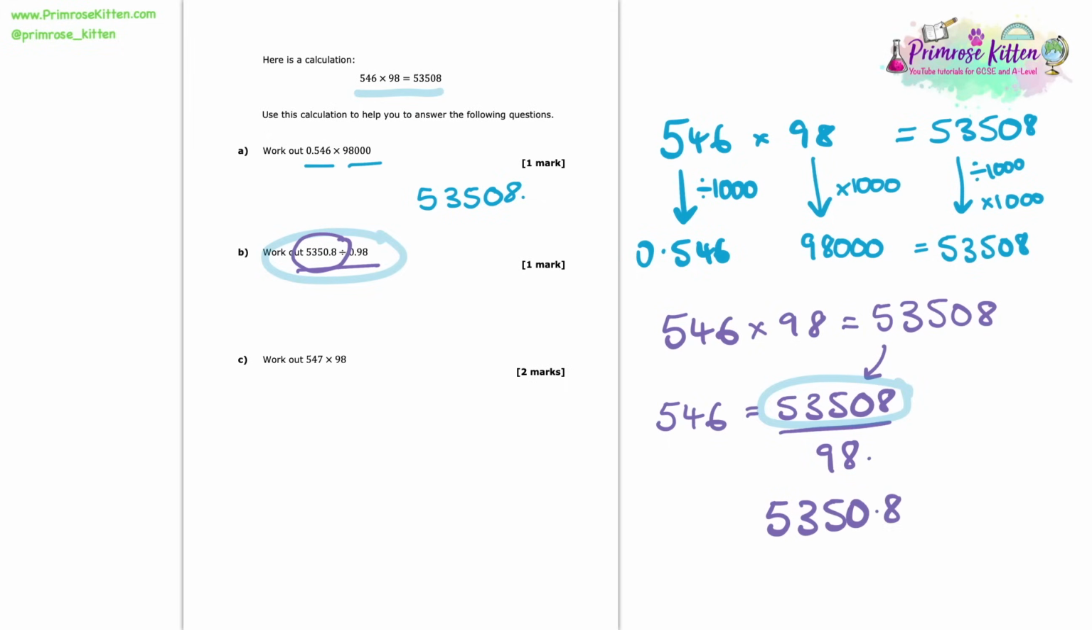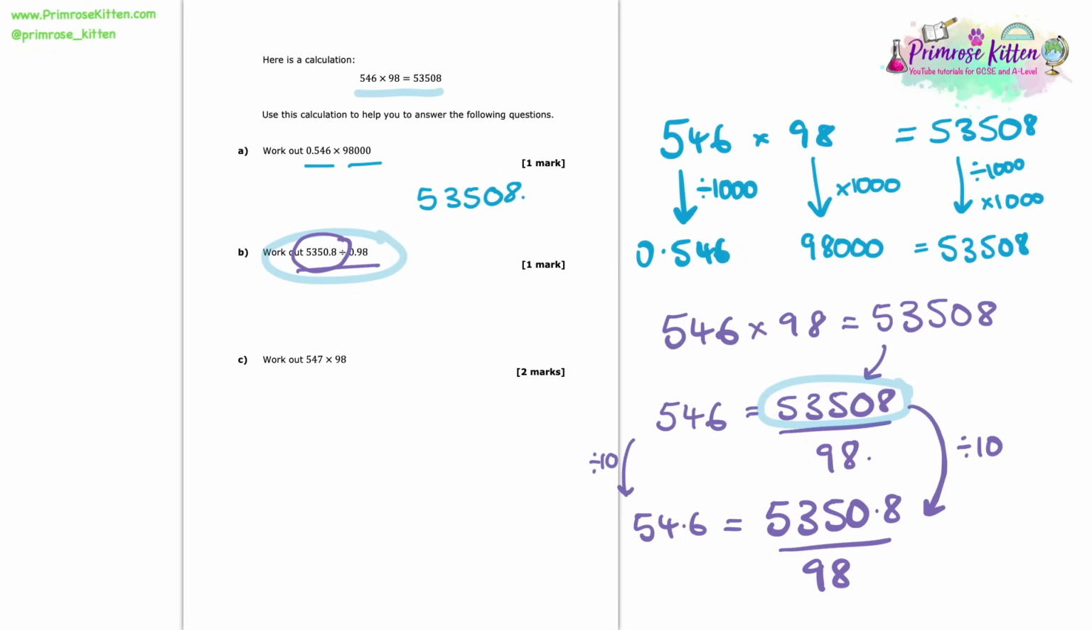Instead, we have 5,350.8. Now, if we imagine that this was just divided by 98, so we're just doing this one step at a time, we can see that that number is 10 times smaller. So if that number on the top there is 10 times smaller, then we're dividing a smaller number by 98, and our outcome will also end up being 10 times smaller. So we get 54.6. However, we haven't quite finished here, because instead of dividing by 98, we have to divide by 0.98.